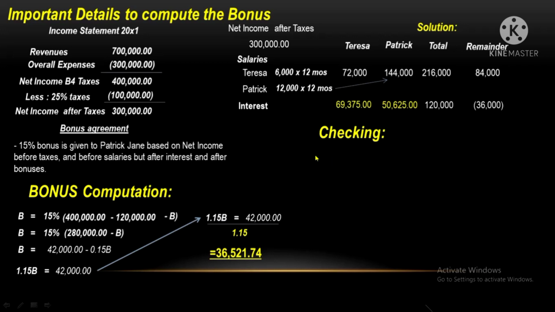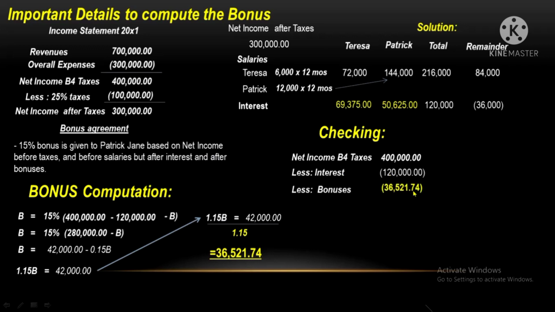How? First, let's have the 400,000 net income before taxes, before salaries, before interest, and before bonuses. And since the agreement states that net income basis should be after interest and after bonus, let's deduct 120,000 interest, and let's deduct also the bonus that we have computed. And we will get the net income basis of 243,478.26. And now, let's multiply it with the agreed bonus rate of 15%.